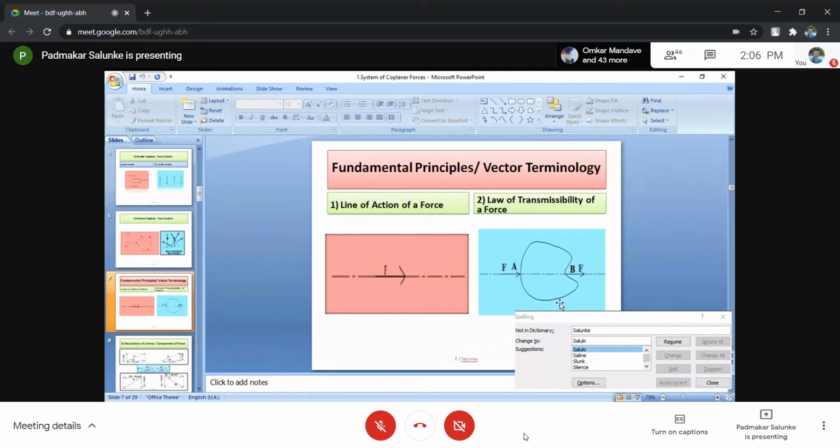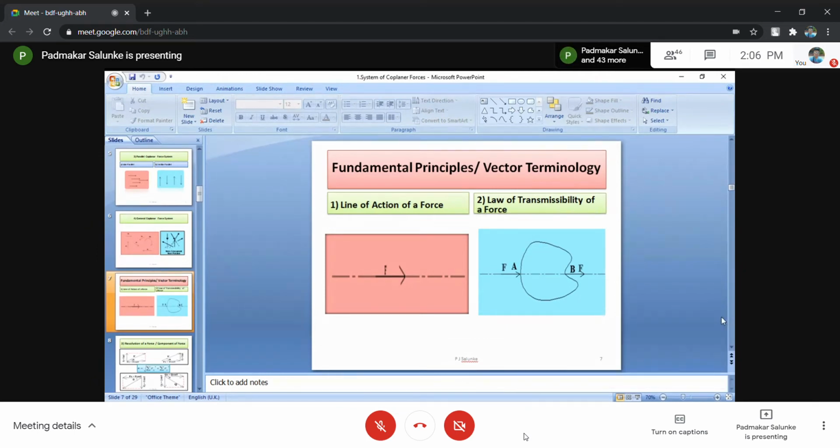So these fundamental principles you have already seen. Number one is called the line of action of a force. The line on which a force acts is called its line of action. Every force has its own line of action. Number two, the law of transmissibility of a force. The effect of a force on its line of action remains unchanged everywhere, as long as the geometry of the body is constant. This is the law of transmissibility.